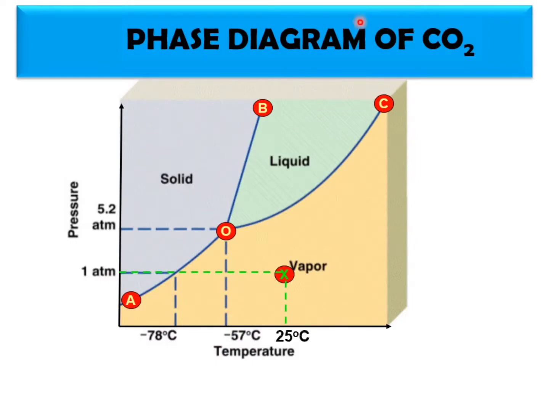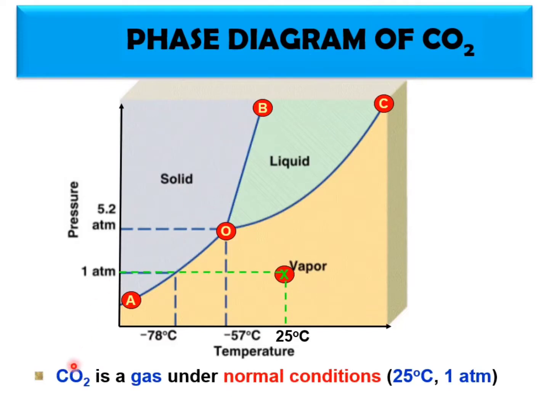Okay, for this carbon dioxide, so carbon dioxide is a gas under normal condition, which is at 25 degrees Celsius and 180 m. So based on this phase diagram, at the point X, you can see that 25 degrees Celsius and 180 m, this point, carbon dioxide berada dalam fasa gas. So kalau boleh poin-poin yang penting ni minta tolong hafal lah. Okay?